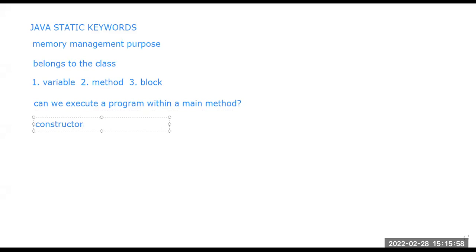So what is a constructor? If we talk about what a constructor is, a constructor is a block of code. When we are writing a program, obviously some lines of code have been written. So a constructor in the case of Java programming is a block of code.